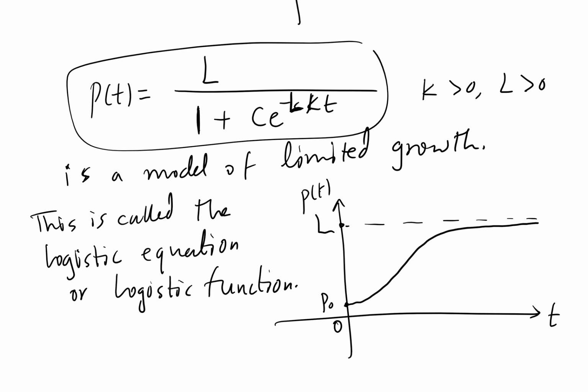There are so many other applications where we can use this to model population, especially population growth, and that's what we're focused on. And the reason we call it limited is because, as you can see, the line L caps it at some point, so it doesn't go beyond that line.